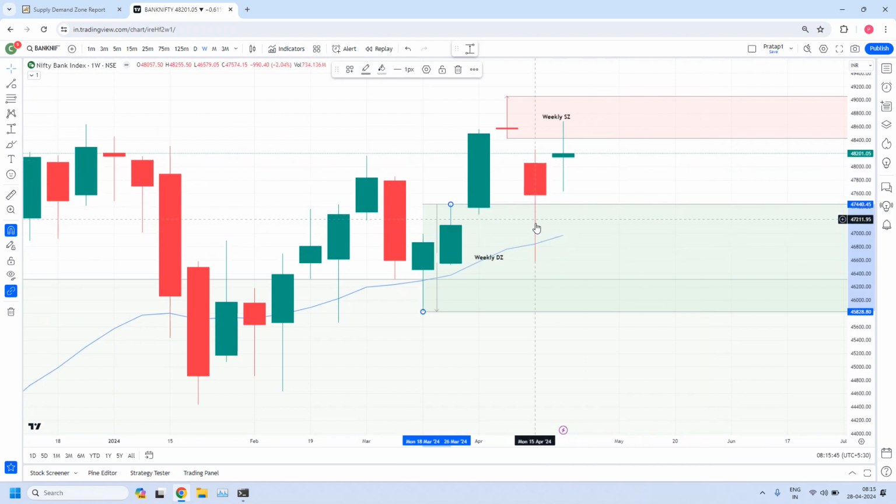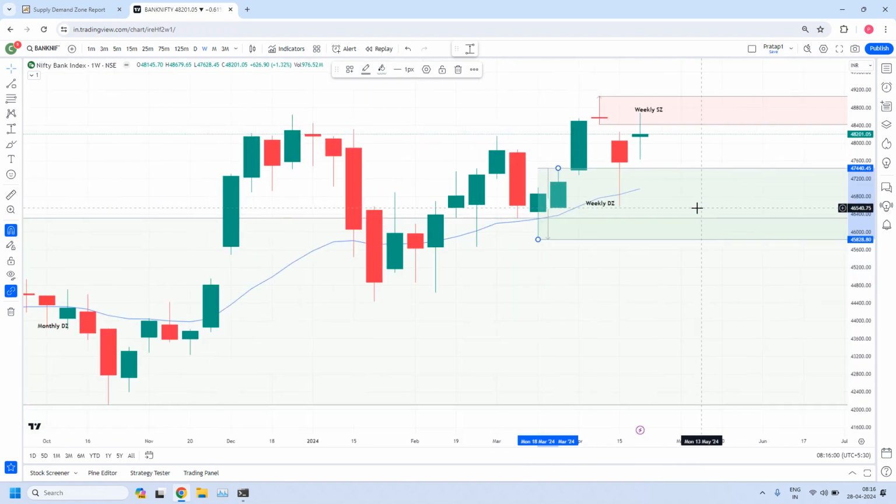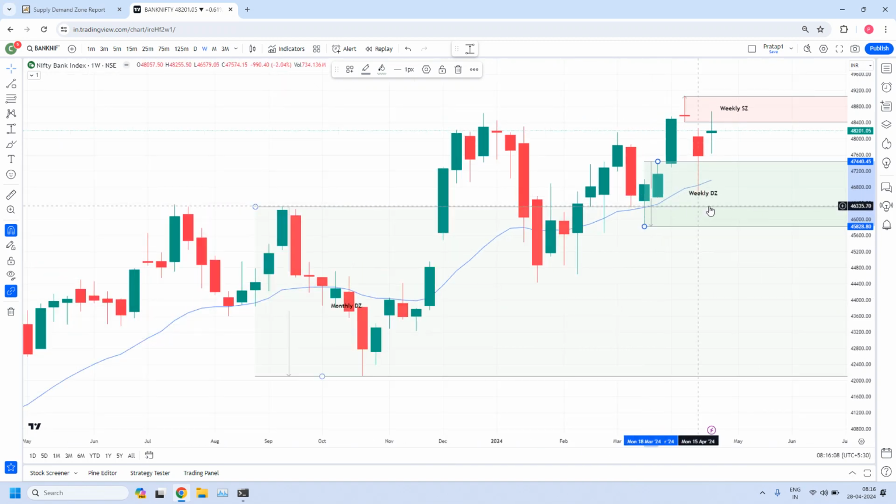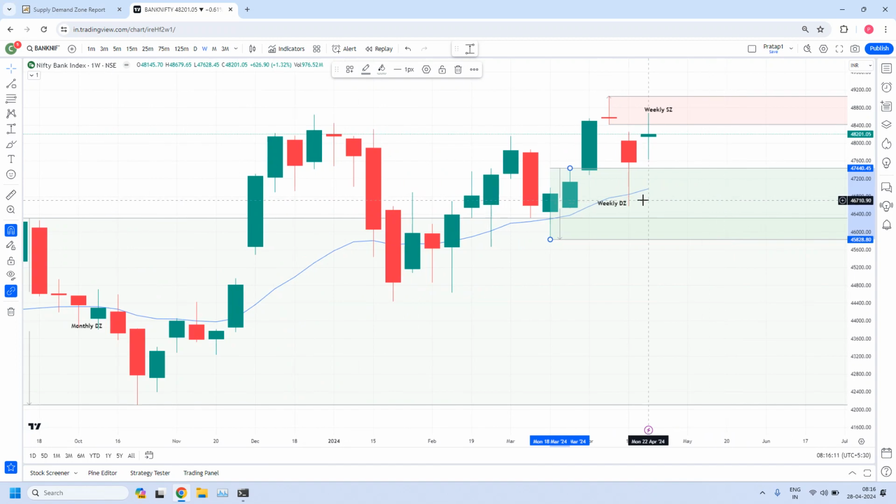Previously prices reached this weekly area, and then see the huge rejection from this weekly EMA. And somewhere here we have lower time frame zones that pushed the prices up. And this weekly demand zone is having weekly EMA confluence. That is another interesting point you have to observe.